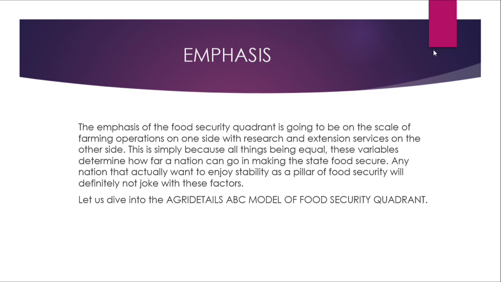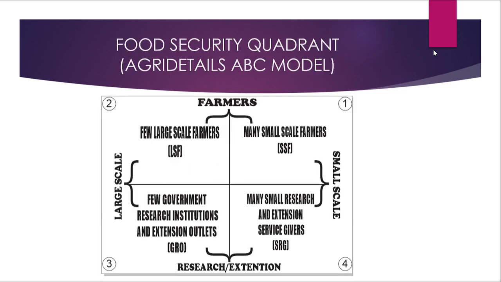Emphasis. The emphasis of the food security quadrant is going to be on the scale of farming operation on one side, with research and extension services on the other side. This is simply because, all things being equal, these variables determine how far a nation can go in making the state food secure. Any nation that actually wants to enjoy stability as a pillar of food security will definitely not joke with these factors. Let us dive into the Agri-Detail's ABC food security quadrant model. Let us go.